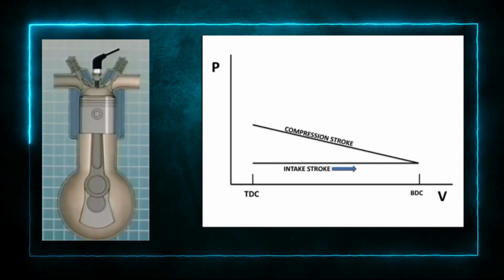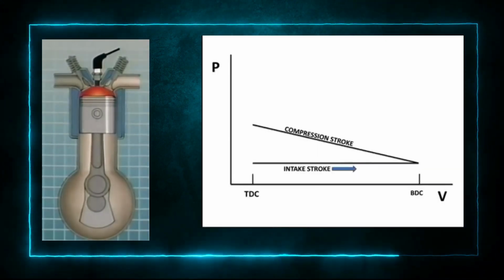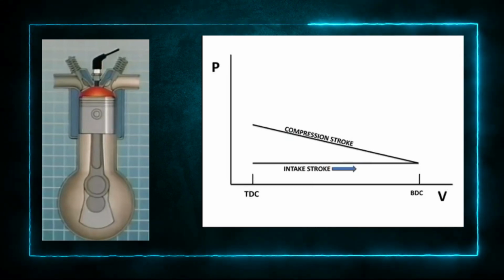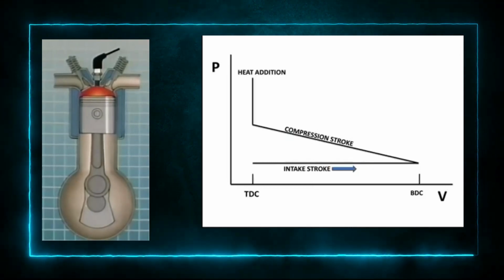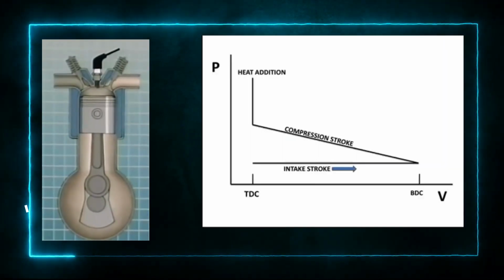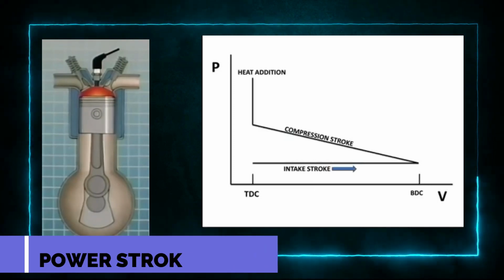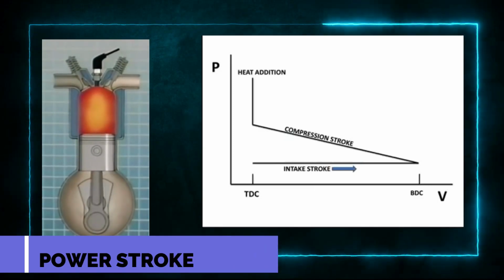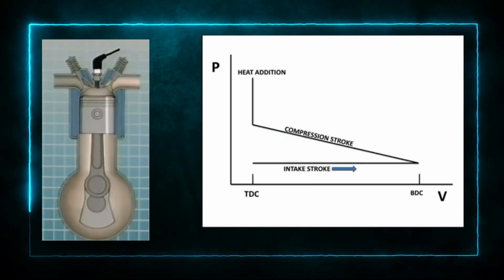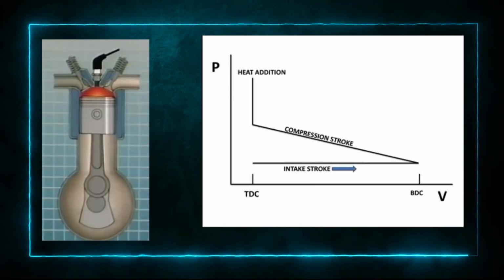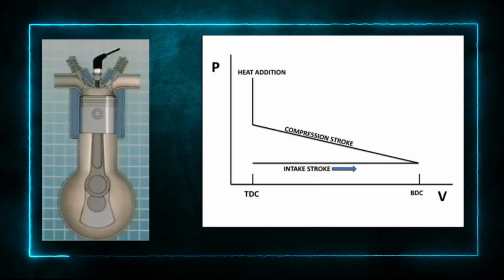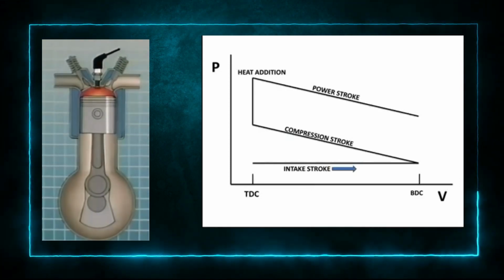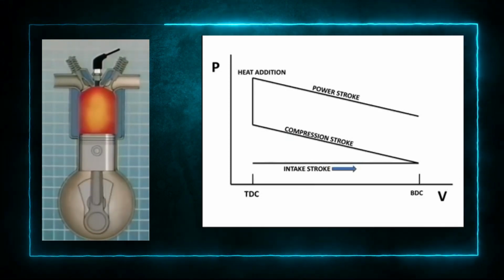Before we proceed to the third stroke, we need something to give power, and that is where combustion comes in. The spark plug will produce combustion, also known as heat addition. At this point, the spark plug fires and sends the piston downward. By utilizing the heat energy from the combustion, pressure decreases and volume increases, and it's called the power stroke.